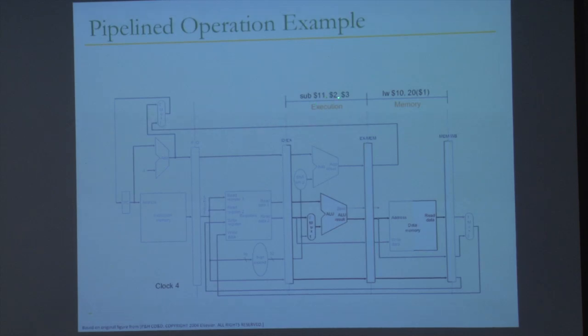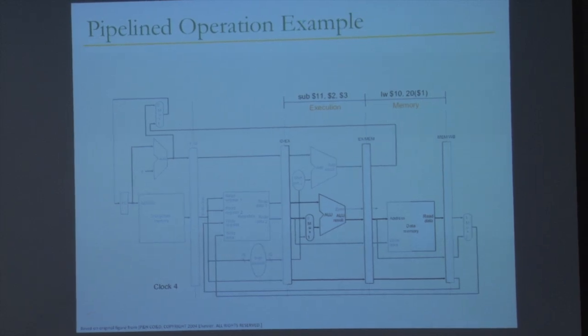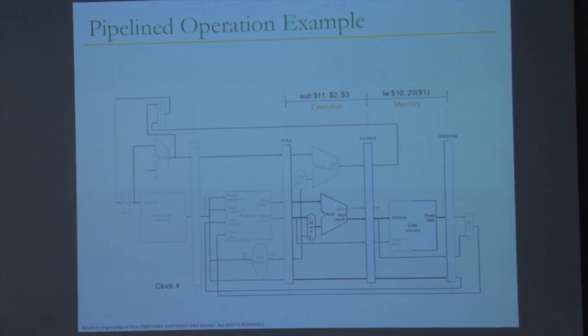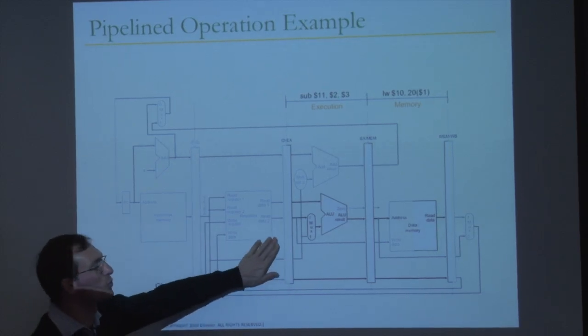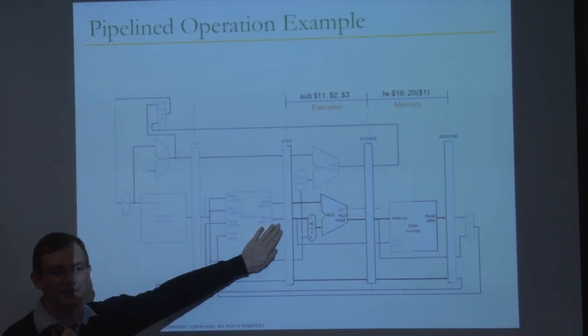Because assume that subtract is sourcing register 10. Load is writing to register 10. Load value is not available at this point while subtract is doing its execution, right? This is called the data dependence. And you'll have to find a way of stopping the subtract from going forward. You'll have to find a way of detecting this first.